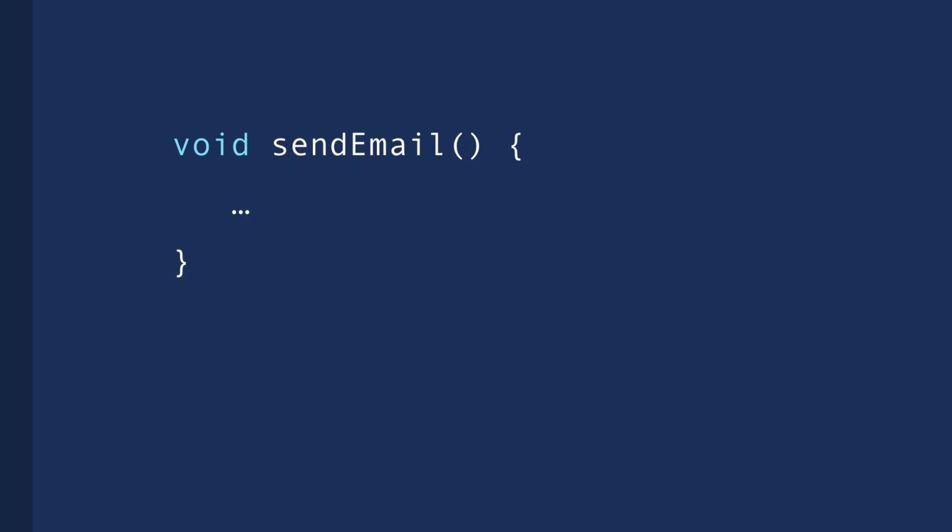We use these parameters to pass values to our function. For example, our send email function should have parameters like who is the receiver, what is the subject of this email, what is the content of this email, and so on. Now, in this tutorial, we're not going to worry about parameters. We'll look at them in the future.